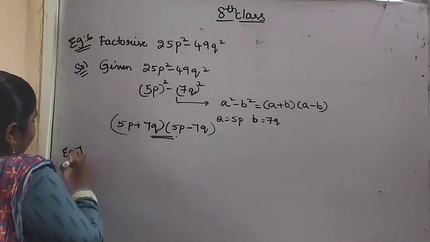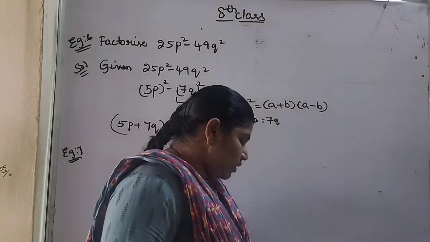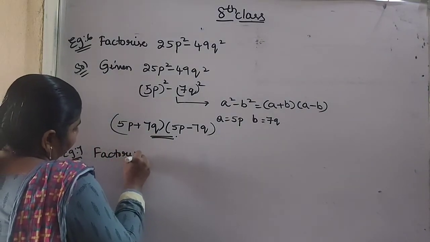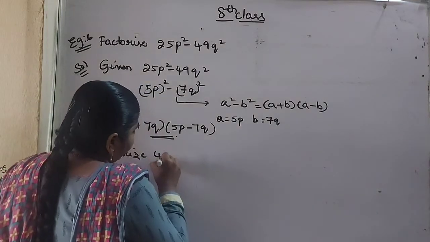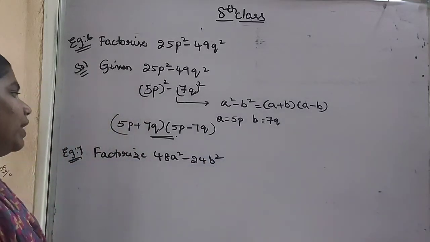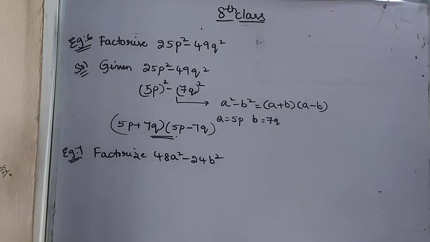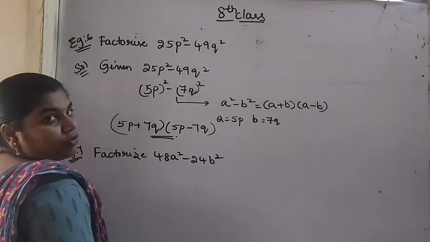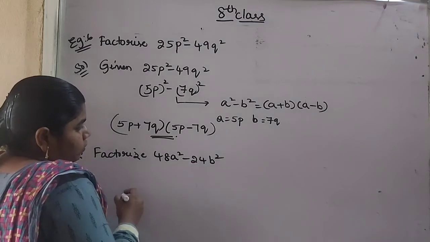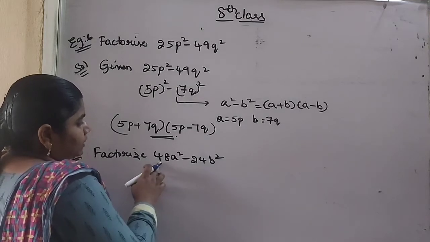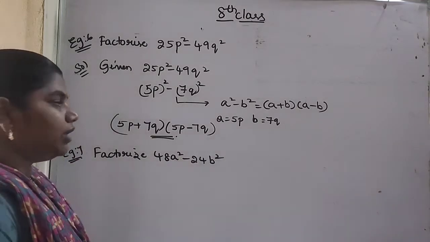Next is example number 7. Again we have to factorize 48a square minus 24b square. These two are not in the form of squares. So what can we do here? We can take a common number. Which number can we take common here? We can take 24, since 24 two times is 48. Or you can take 3 as common.